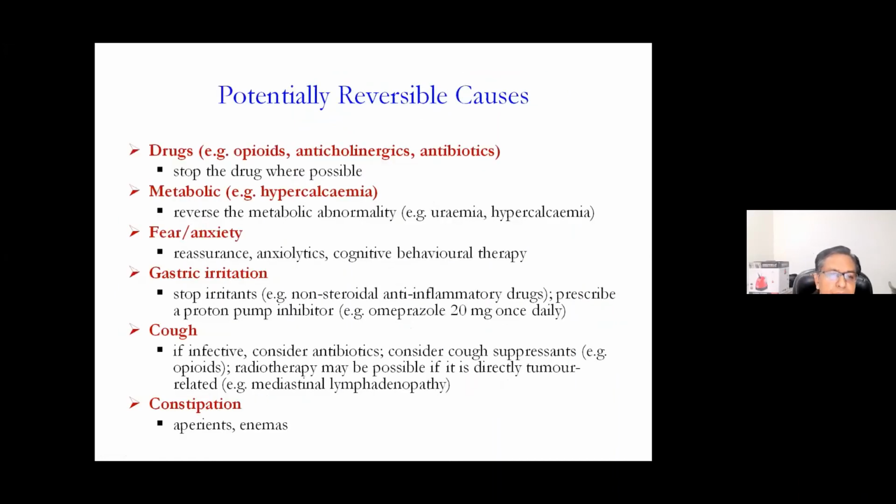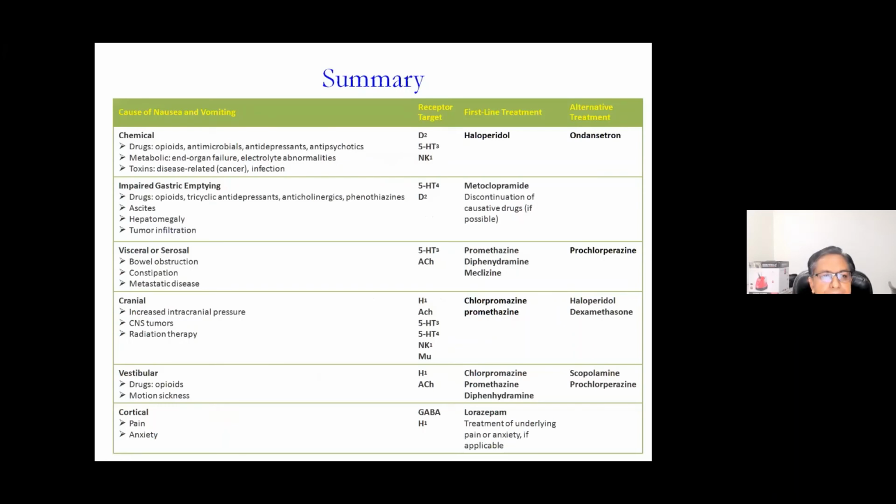We also need to manage, in the cancer setting, metabolic abnormalities like hypercalcemia, gastric irritation, the cough which can happen with nausea in case of COPD, and constipation. These are the usual reversible causes that must be attended to when these patients come with nausea and vomiting.